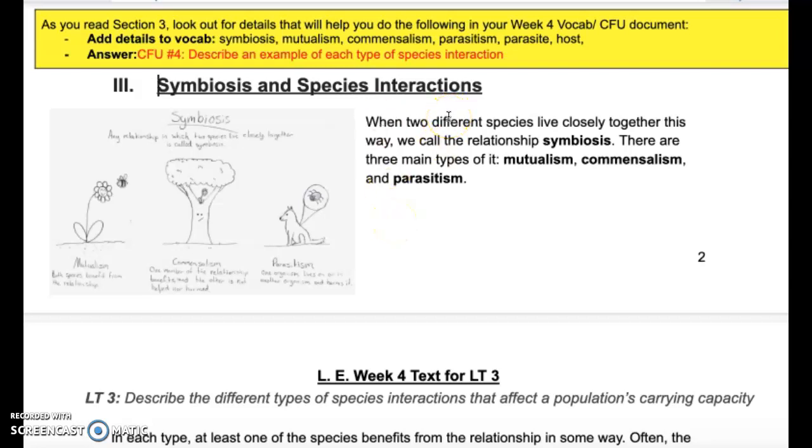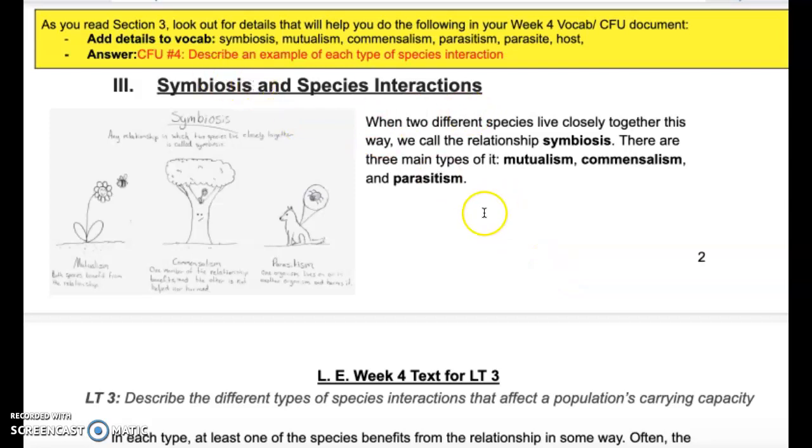So make sure that if you haven't already, you're going through the PowerPoint as you go through this text in your check for understanding document, because that PowerPoint also has more examples of each type of species interaction. All right, so we're going to read this first section, the first paragraph in section 2.